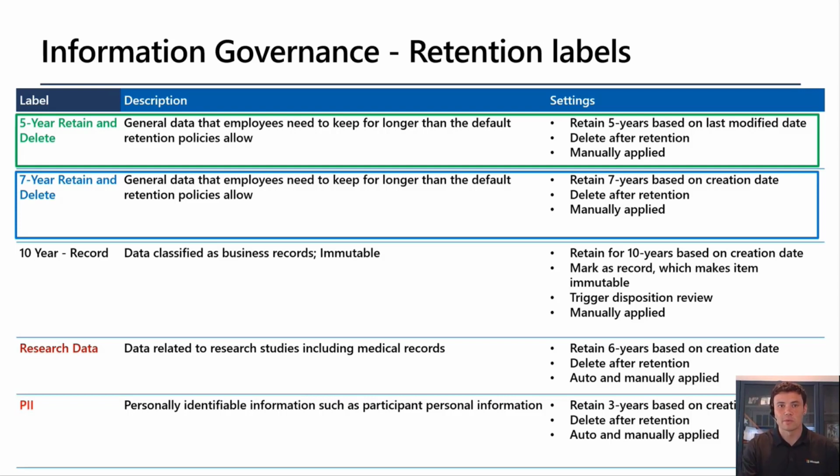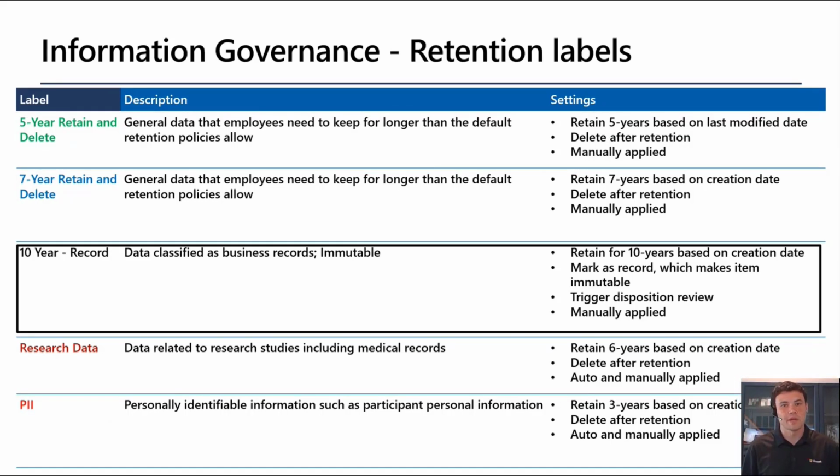One of the scenarios we'd like to solve with a label is extending the retention period. Maybe there's a certain document or email that needs to be retained for longer than we allow with our default retention policies. We want to make sure that we still keep in mind risk aversion, so we provide both a 5 and 7 year label that automatically deletes after the retention period. This will allow our users to extend any document or email's retention for up to 7 years from when the item was created, or for documents 5 years from when it was last modified.